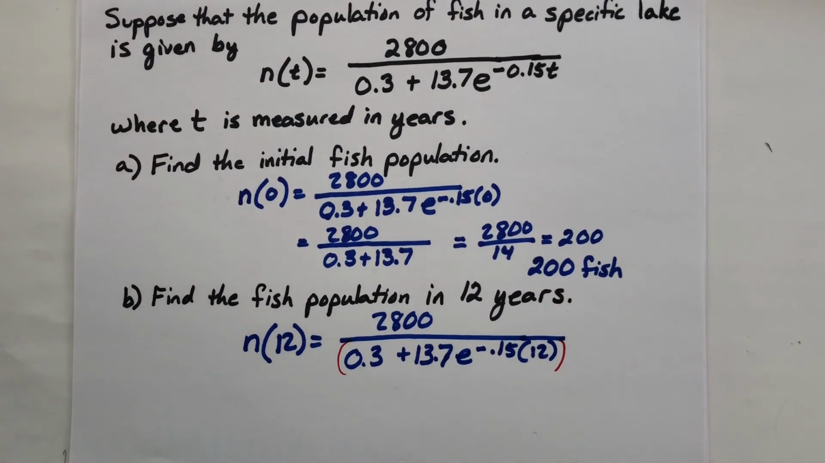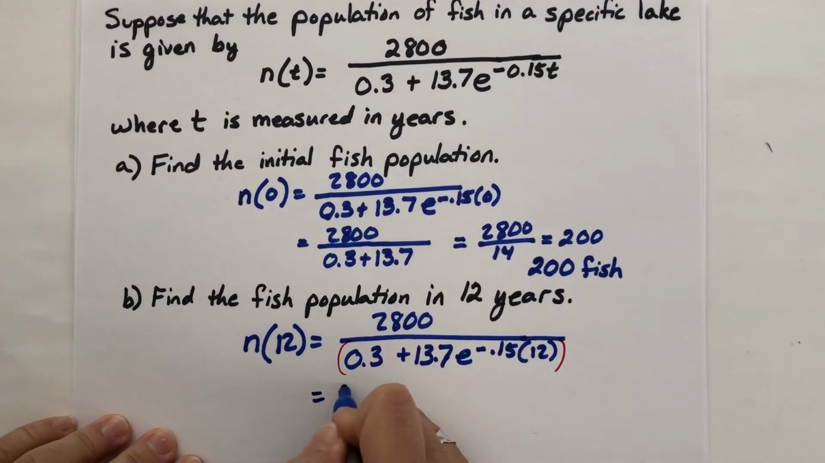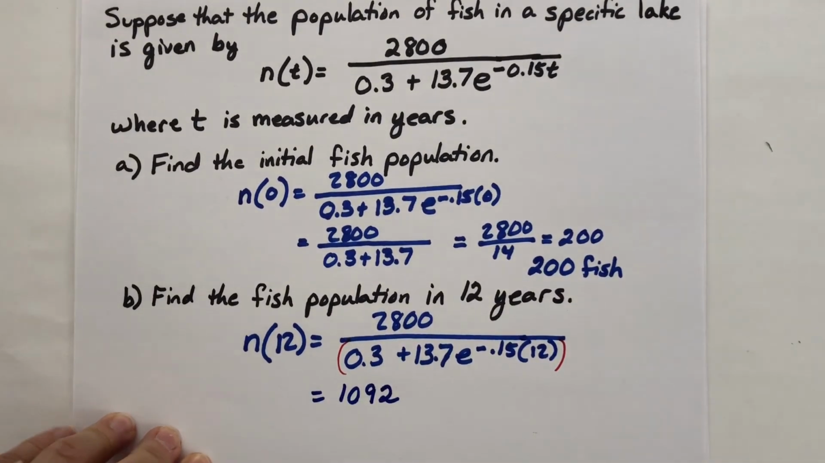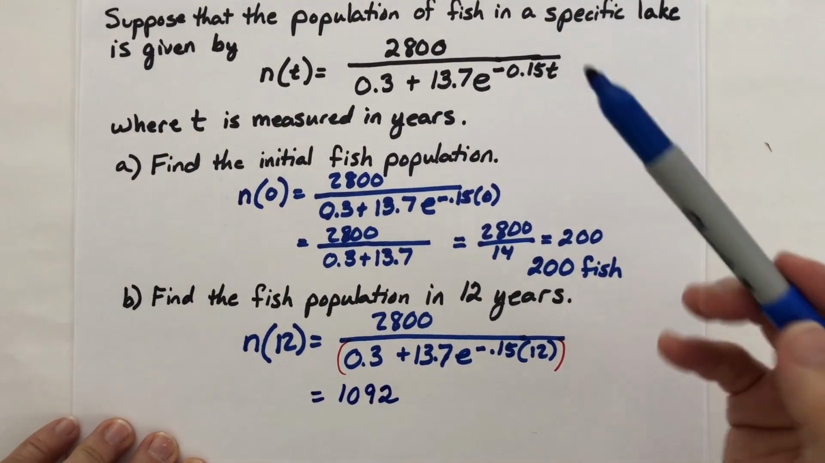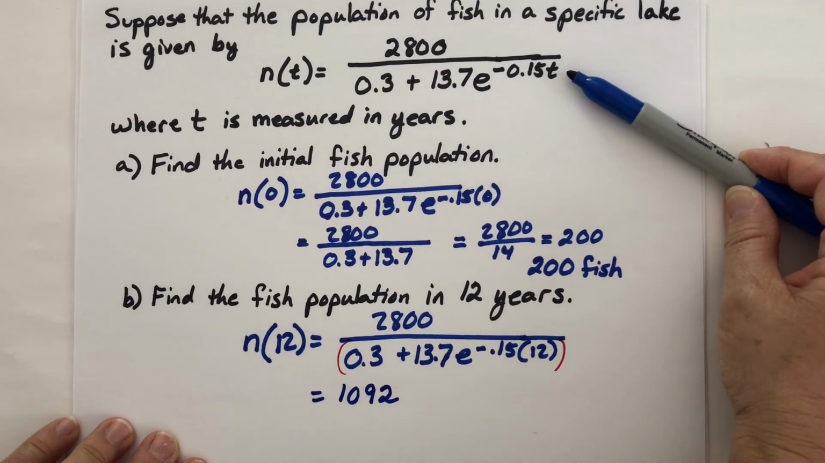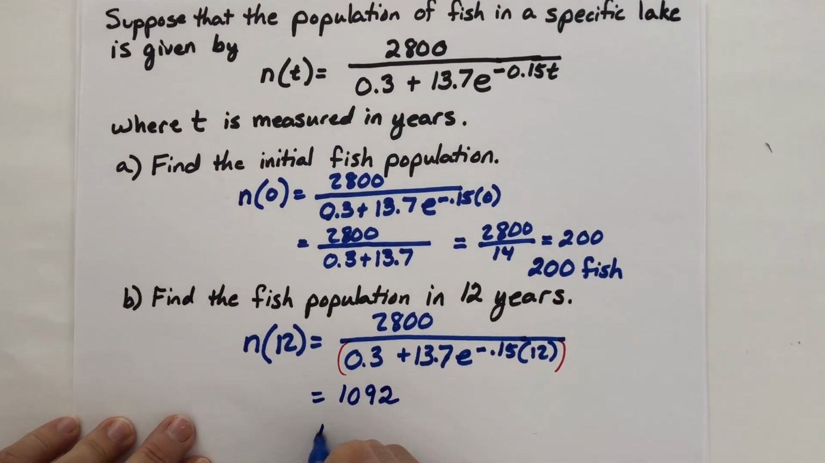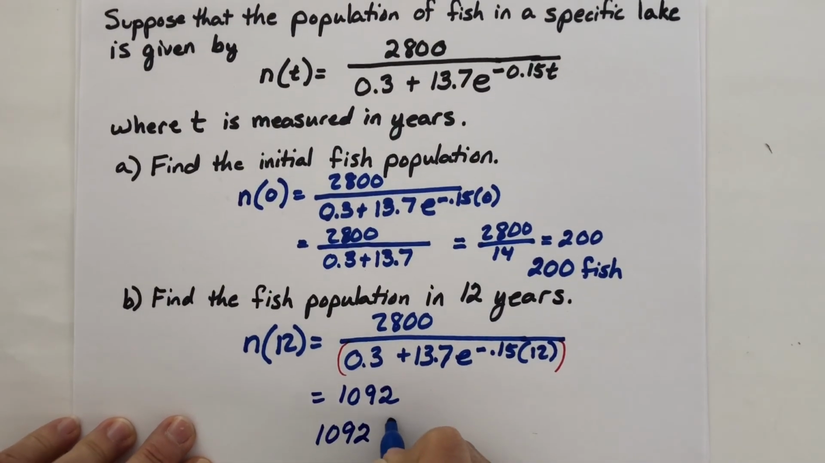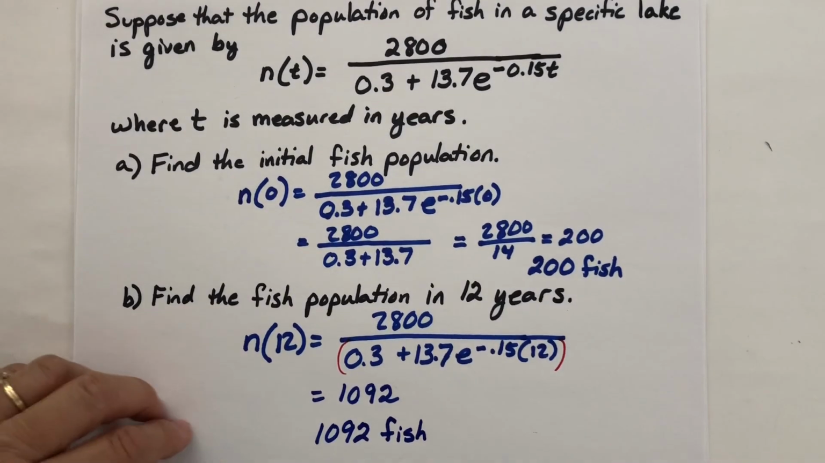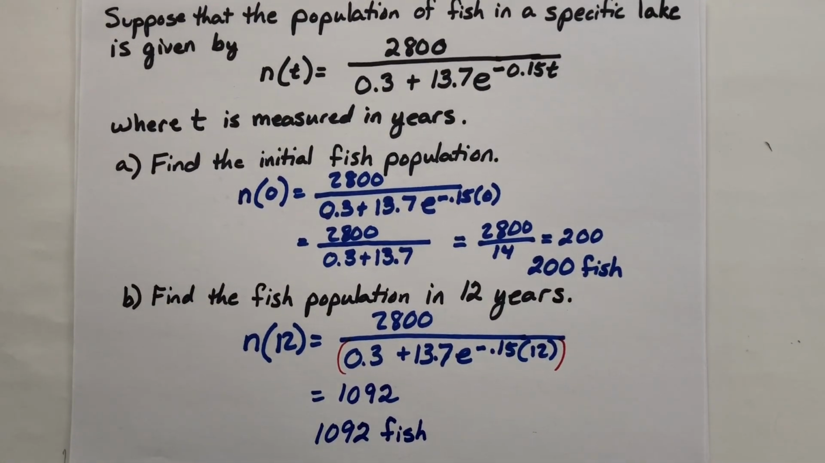Did you get my value? Did you get 1092? So if the population of fish grows according to this model, in 12 years we'll have grown from 200 fish to 1092 fish. So I hope you'll go practice working with some problems that involve doing some graphing and a few word problems.